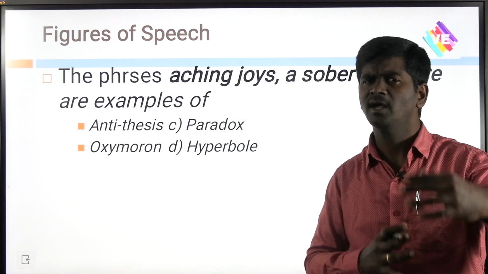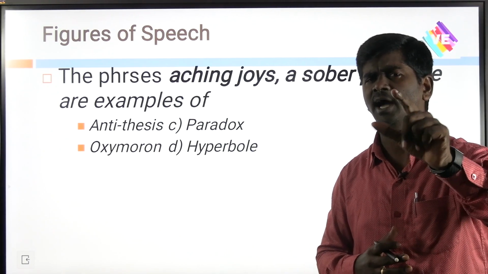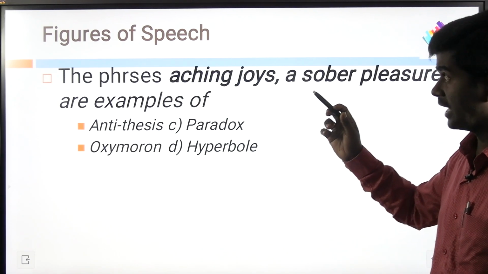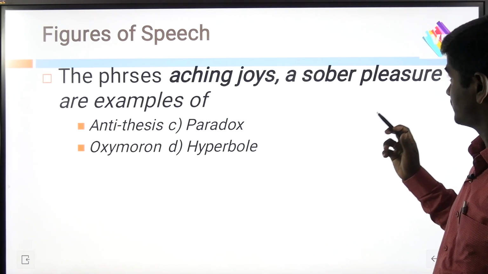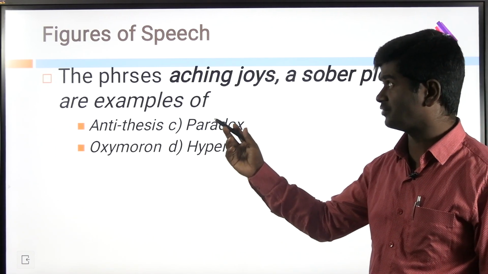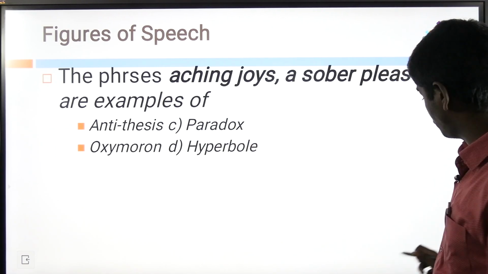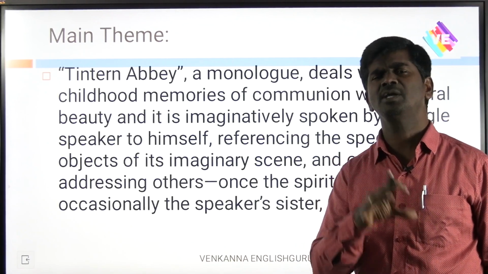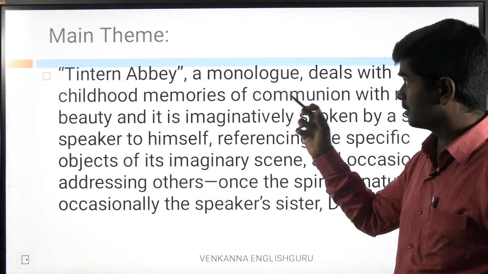When you read that and when you read the original text, it becomes easier to interpret the text in a proper way. And the phrases aching joys and sober place are examples of oxymoron. Remember, my friends, what is the broad main theme of this Tintern Abbey? Tintern Abbey is a monologue.